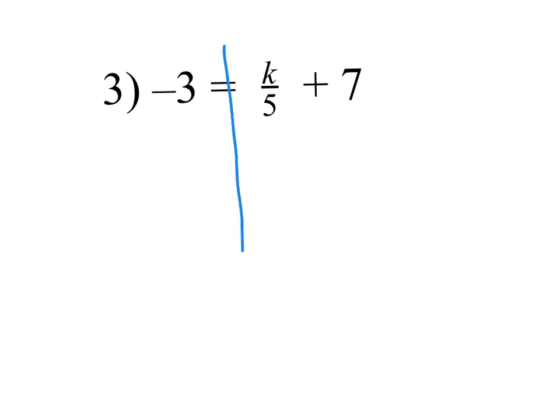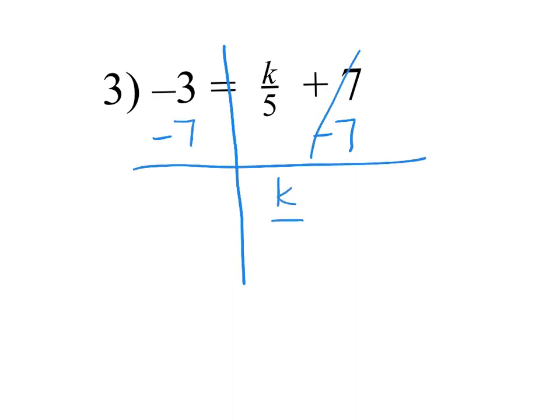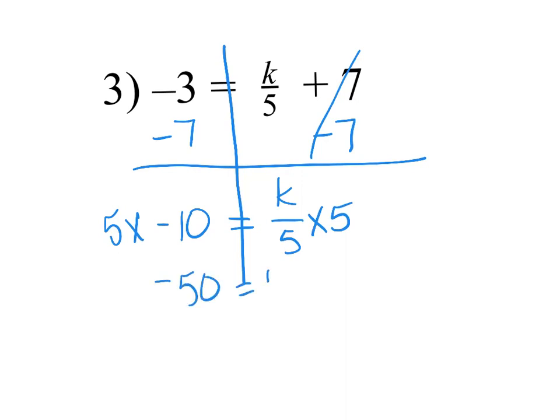Okay, so look, it's on a different side, so we've got to pay attention carefully to what we're solving for. We're solving for k. So we're going to subtract 7. We have k divided by 5 equals negative 10. So you're going to multiply by 5, and negative 50 equals k.